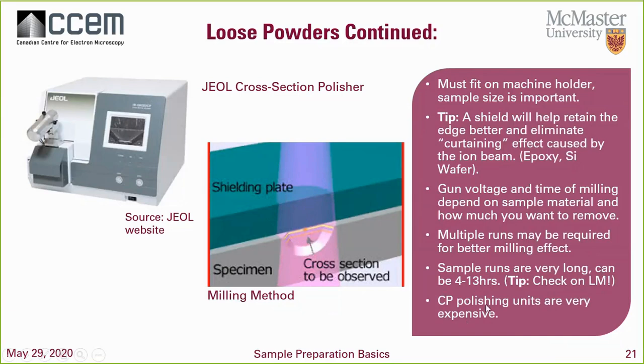Only downside to this method is the polishing units are very expensive. So CP polishers can be very expensive, but they're extremely useful. If you ever needed to look at cross sections and perform EBSD on metals, I recommend using CP polishing. It will give you a very quick result, I say quick because once you polish it and you find the right method, you can just pop it into the SEM and you can probably get a resonant pattern for EBSD very quickly.